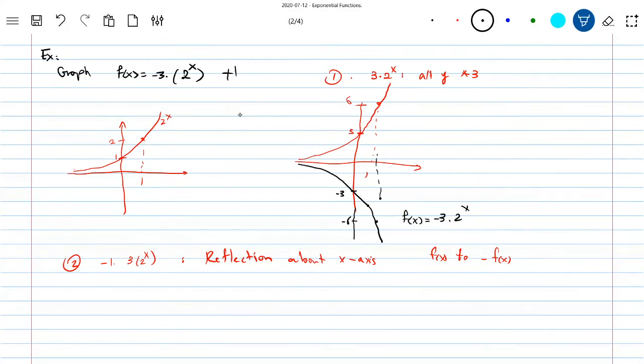If there was a +1 at the end, what would happen? If there is a +1, then you shift it up 1 unit. This graph will shift up 1 unit everywhere. And what happens to the horizontal asymptote? The horizontal asymptote as well will shift. Instead of being at the x-axis, now the horizontal asymptote is at y equal to 1. This would be the horizontal asymptote. This is if you have this +1. If you have -5, you shift it down 5 units.